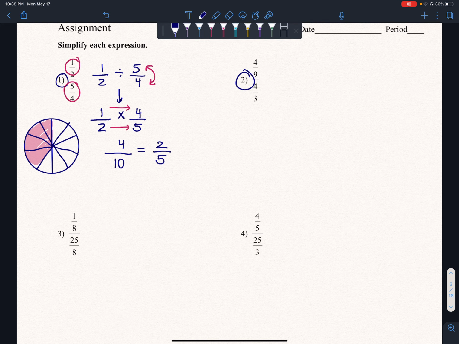Okay, so the next one is the same setup. So we have 4/9, and that's being divided by 4/3.